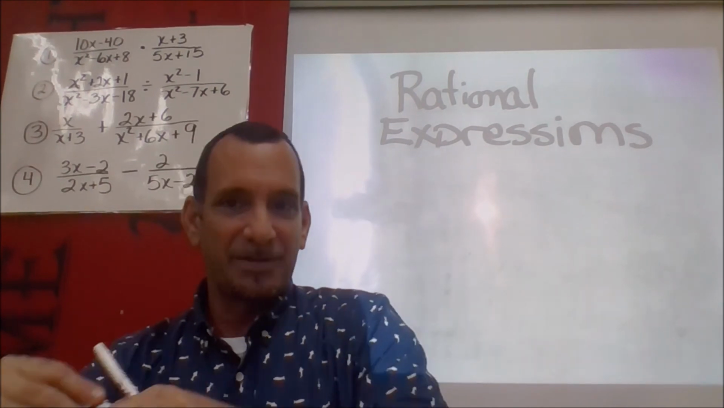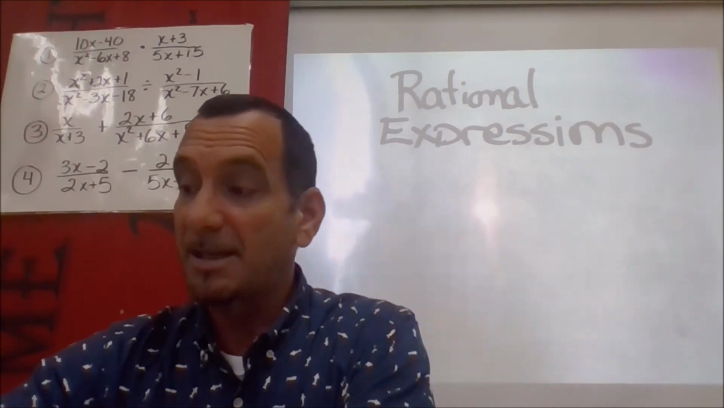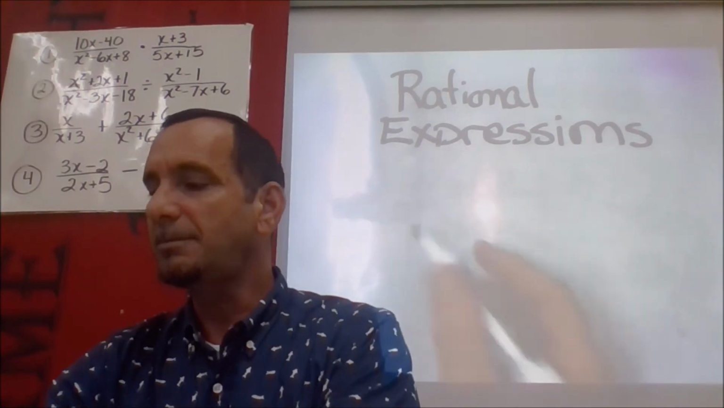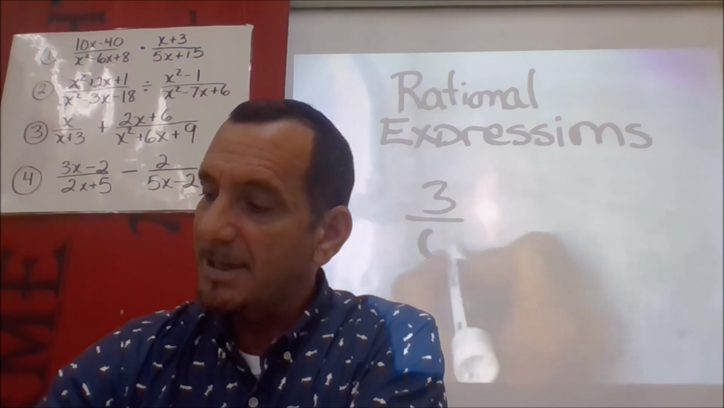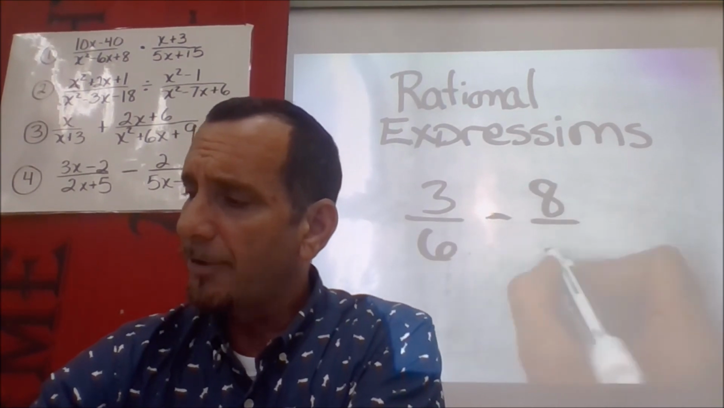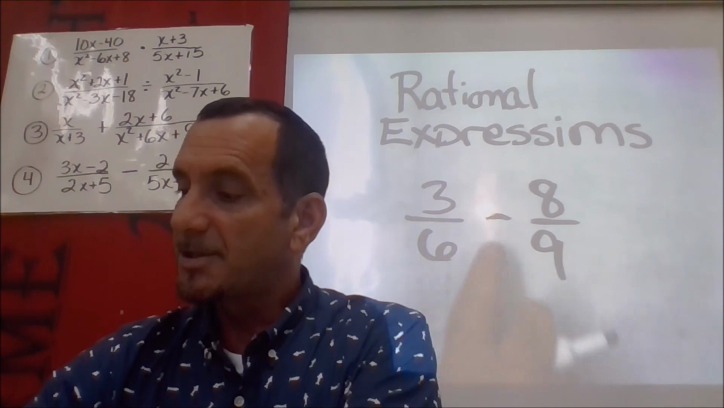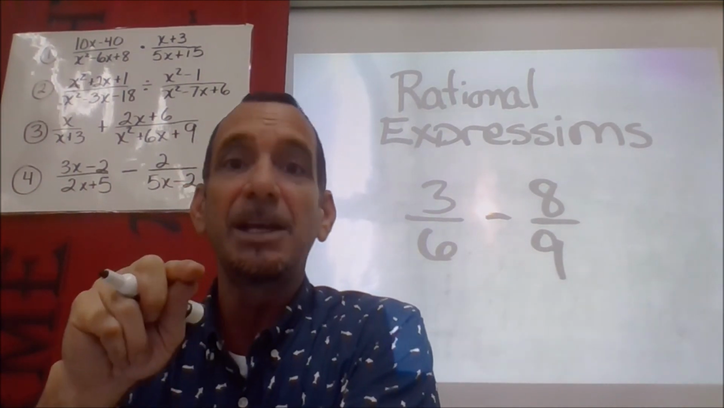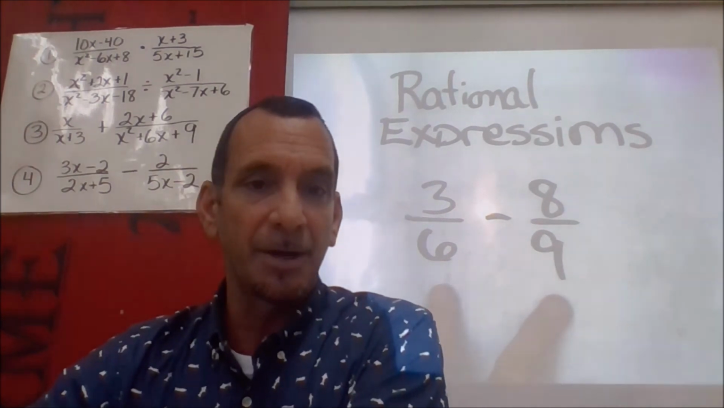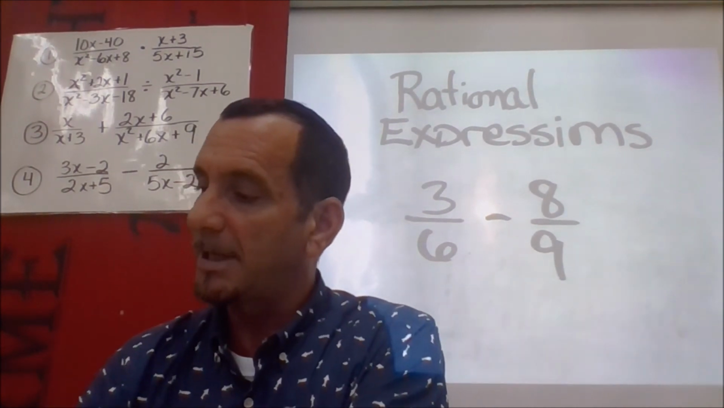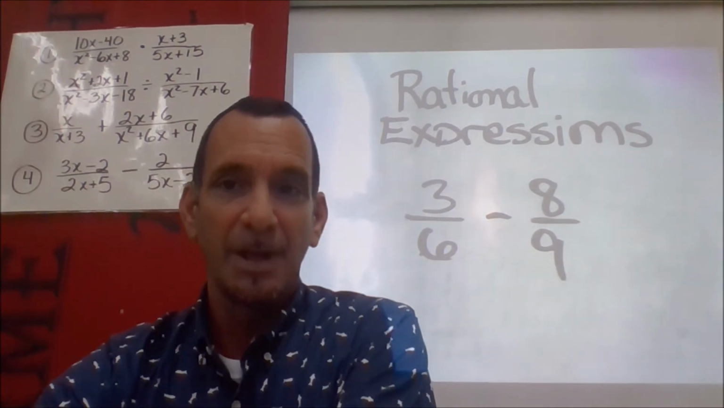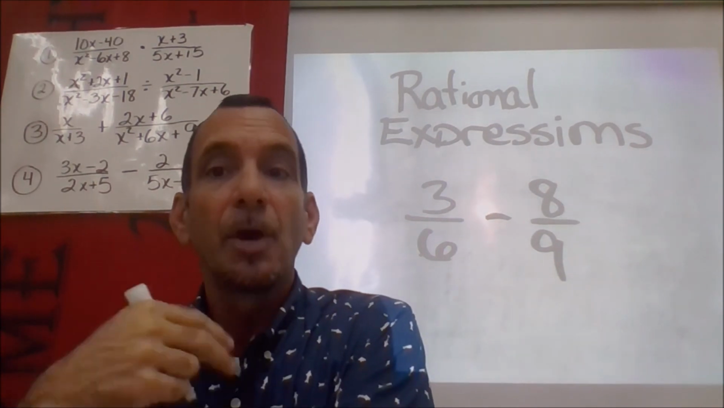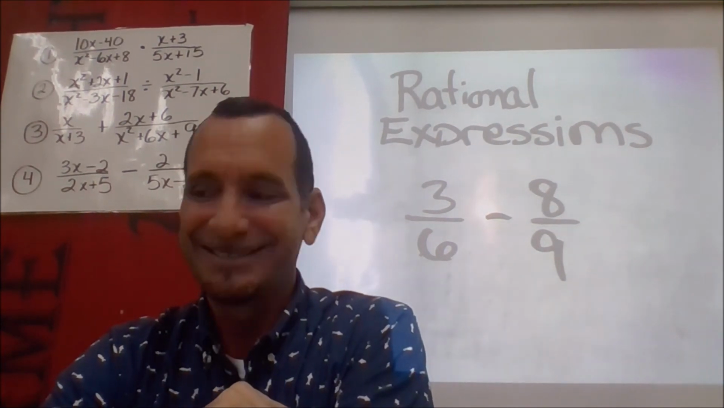Now, this is the part that scares us, but is pretty easy, especially when we're working with rational expressions with algebraic terms. If we had 3 over 6 minus 8 over 9, we want to subtract these expressions, but we must first find the common denominator. We have to find the common denominator between 9 and 6. And we'll be doing the same thing when we add and subtract fractions or rational expressions later.